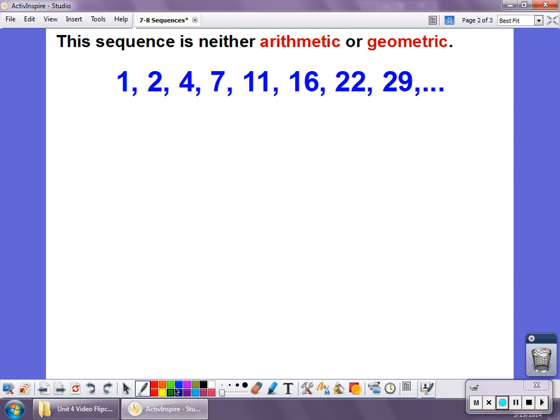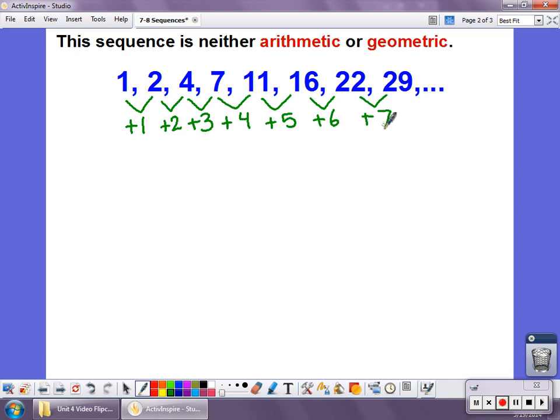This pattern's a little bit tricky. Look at what it is. 1 plus 1 is 2. 2 plus 2 is 4. 4 plus 3 is 7. 7 plus 4 is 11. And the pattern continues. So this pattern goes plus 1, plus 2, plus 3, plus 4, plus 5, plus 6, plus 7. Even though it's constantly adding, which might make you think it's arithmetic, because it doesn't add the same number over and over again, it is not arithmetic. It's not multiplication or division, so it's not geometric, so we say this one is neither.